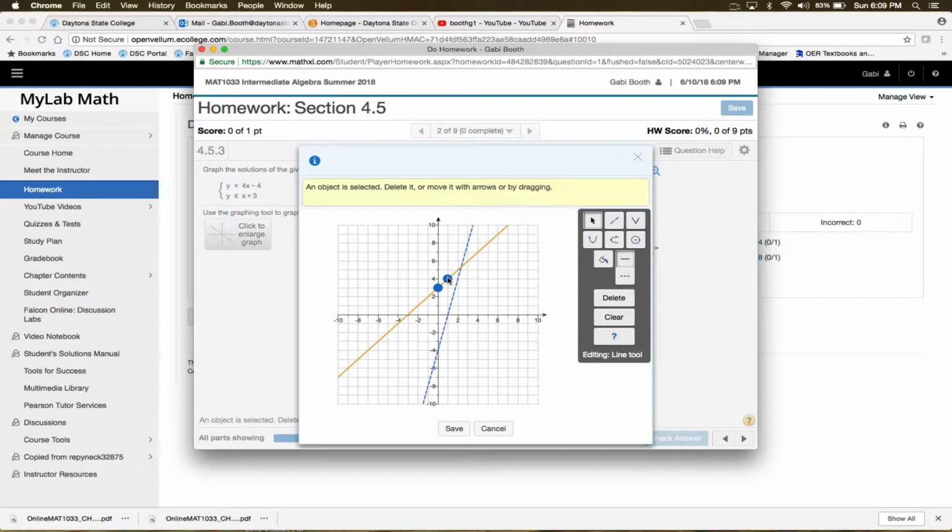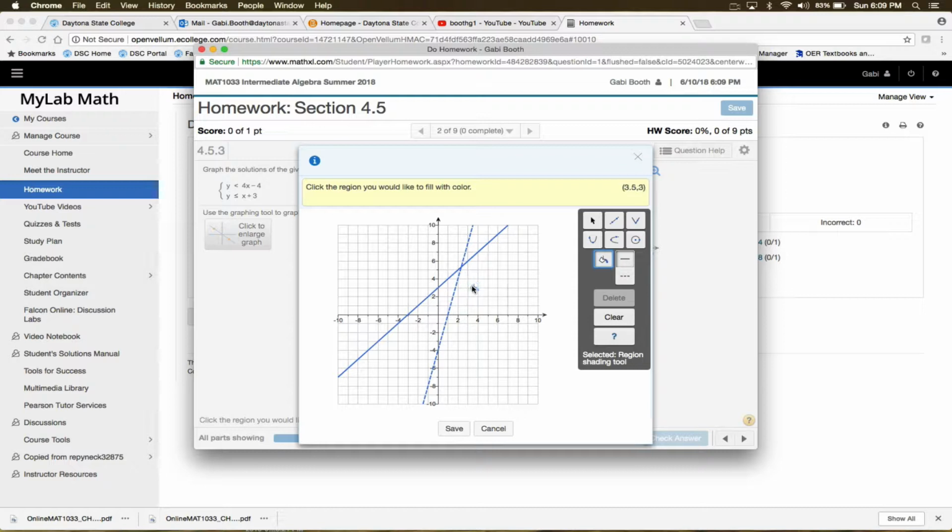Now I have to shade the solution because this is an inequality. So I'm going to go to the shading tool. The first one says less than. So we would shade below. And the second one says less than. So we would shade below as well. So where they both have the same shading, that would be our answer.